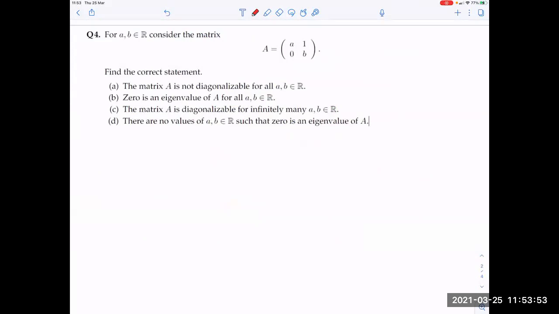Okay, so now let's have a look at question 4, in which we have this nice 2x2 matrix, and there are these 4 options. Then let's see what you will get.